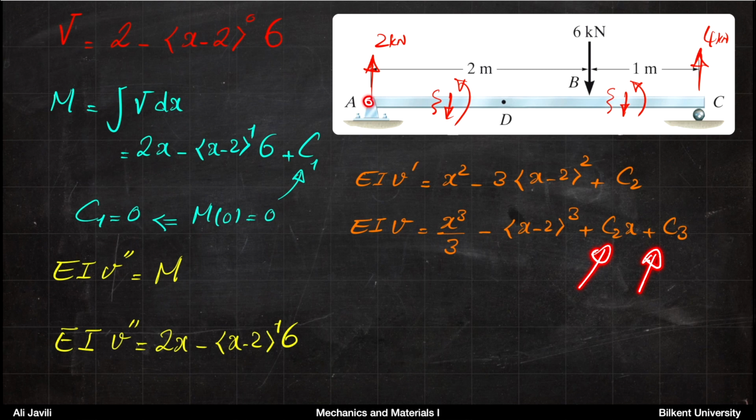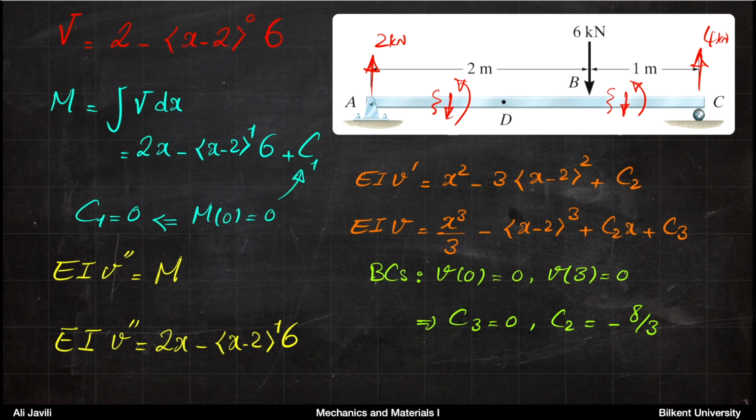And pay attention that you actually have two ends at which you know the deflection is 0, and you have exactly two unknowns. So what you want to do is to say deflection at 0 is 0, deflection at 3 is 0. You insert there, and you get C3 and C2.